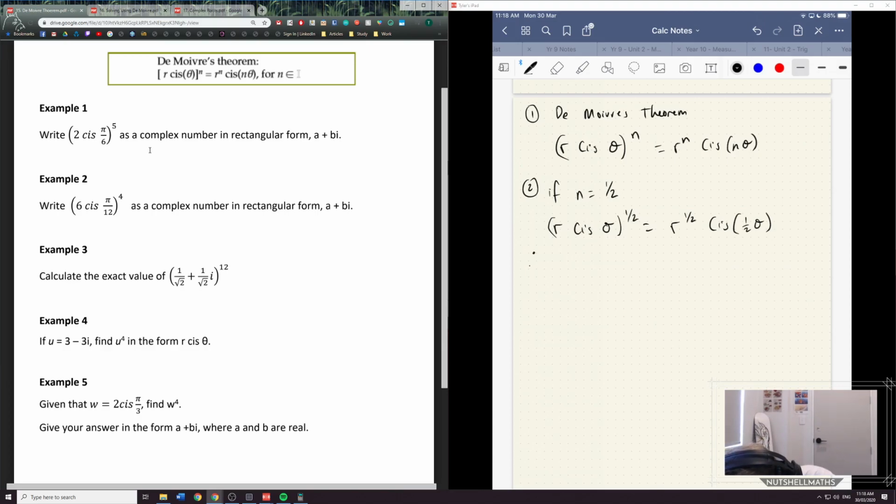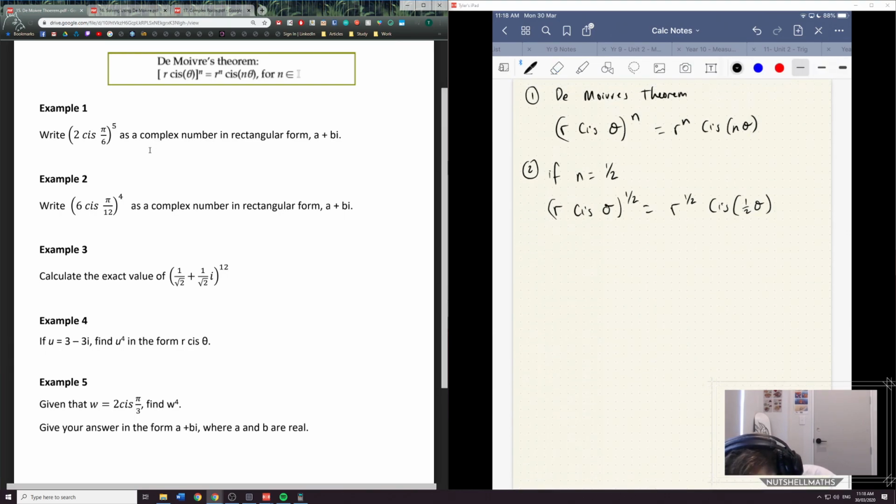I just want you to think about that. To the power of a half is actually a square root. To the power of a third would be a third root.